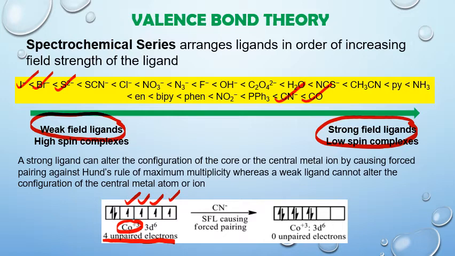Alright, because the cyanide ligand is attached to the cobalt, and we refer to the spectrochemical series, cyanide is a strong field ligand. So that's why cyanide can force pairing of electrons, which is against Hund's rule. What we can see here, the result is all paired electrons and no unpaired electrons. However, a weak ligand cannot change the configuration of the central metal atom or ion.